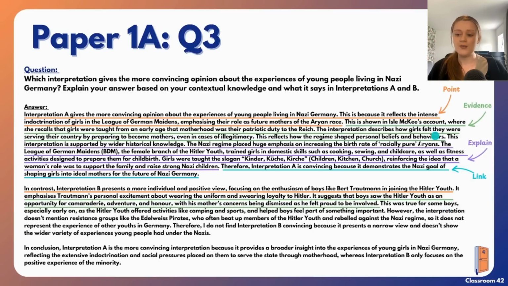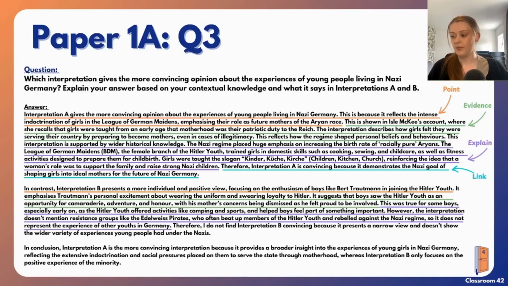Then we are giving our evidence. This is quotes or paraphrasing from the interpretation about what the contents of the interpretation is. So talking about Trautmann's personal excitement about wearing the uniform and swearing loyalty to Hitler, and how Hitler Youth was an opportunity for adventure and honour. Then we are explaining it. For this one, because I have already stated interpretation A is the one that I think is more convincing, this is a great way to show how the other interpretation is perhaps not so convincing.